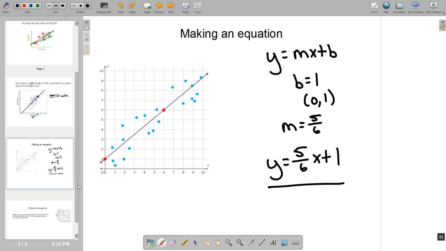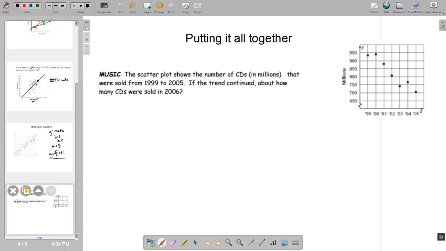Which brings us to the last slide, where we're going to put it all together. If we're given a story that we need to solve and we need to make an equation from that, how can we do it? The scatter plot to the right shows the number of CDs in millions that were sold from 1999 to 2005. If the trend continued, about how many CDs were sold in 2006? And we'll make an equation from this.